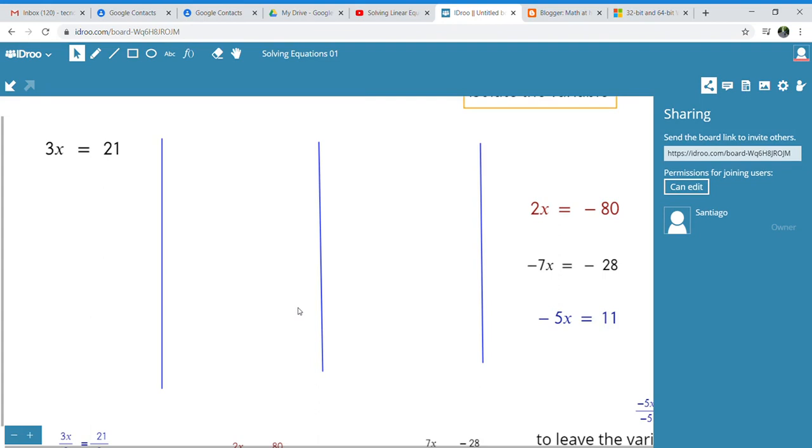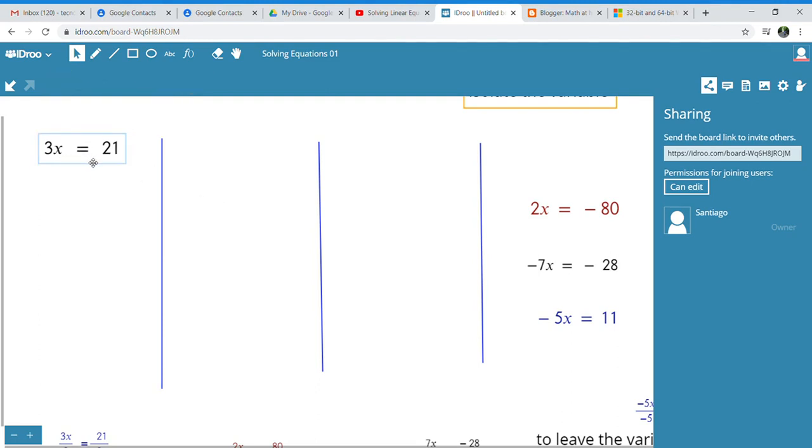Today the lesson aim is going to be how to solve very simple equations. These type of equations are going to be the last step when you do more complicated equations. So finally you are going to get something like this, with something multiplied by x equals a number. So this is a very simple equation and we are going to solve it.